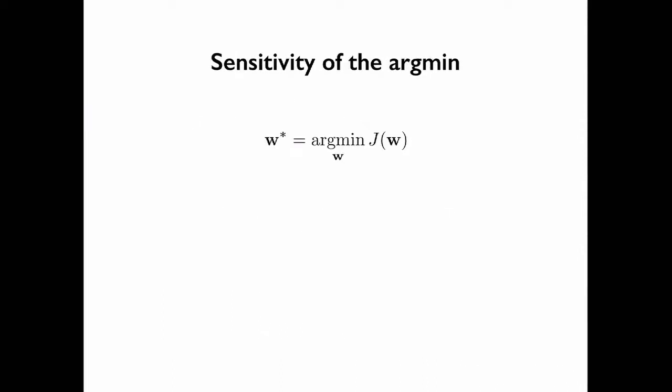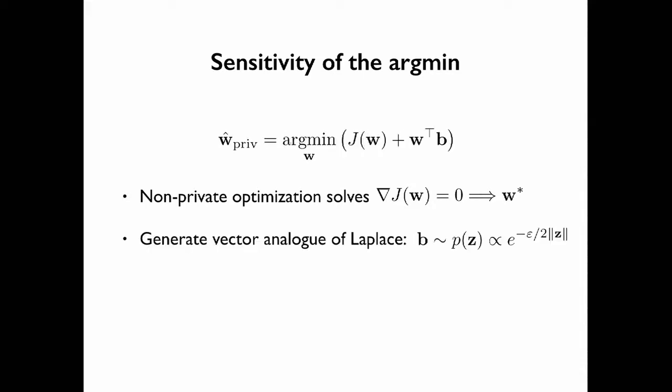So essentially where it all boils down to is looking at how sensitive this minimizer is. If I look at non-private optimization, what am I doing when I just don't care about privacy, is I just take the gradient and set it to 0 and solve, right? And if I look at adding a linear term to the objective, I'm just going to add a linear term, and the coefficients are going to be randomly chosen according to this distribution here, which is kind of like a vector analog of the Laplace distribution. It's proportional to the norm of the vector rather than the norm squared, so it's not Gaussian.